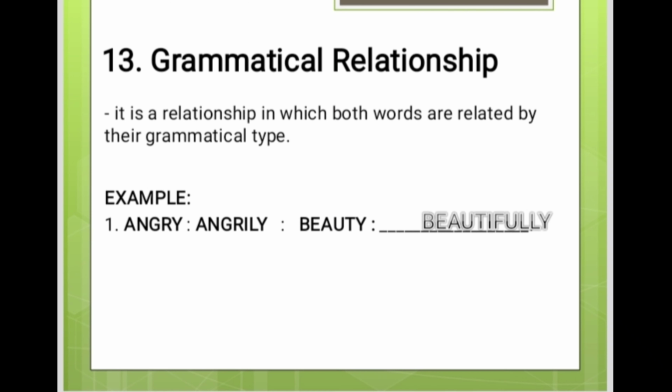Grammatical relationship. Grammatical relationship is a relationship in which both words are related by their grammatical type. Example, angry is to angrily, as beauty is to beautifully. That's why we call it grammatical relationship. Let's proceed to number 14.